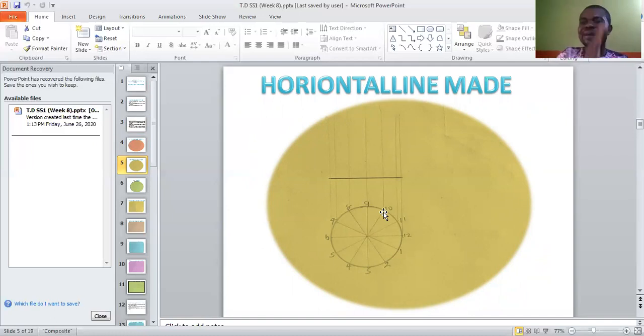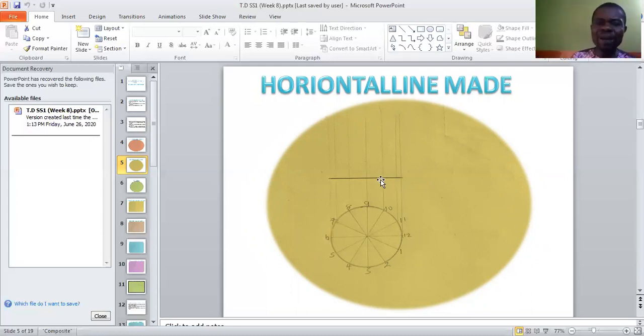You project perpendiculars. That is, at this 12, take a perpendicular. At 11, you take it up. At 10, you take it up. At 9, you take it up. At 8, you take it up. At 7, you take it up. Then at 6, you take it up. You have projected these lines up. This 6, the last point here, and the 12, the last point here, gives you the base here. That's the size of the base.